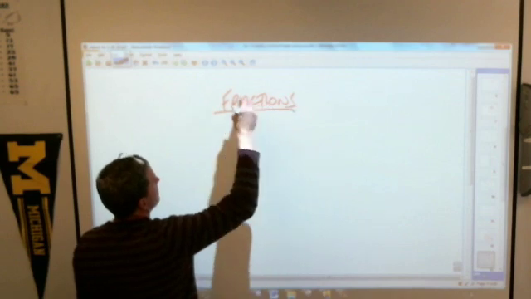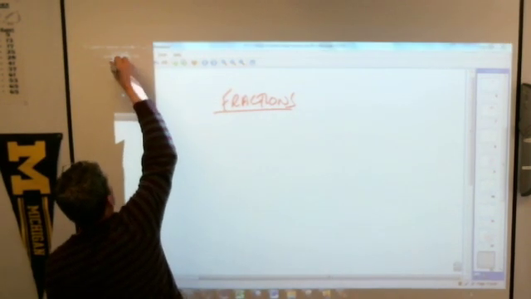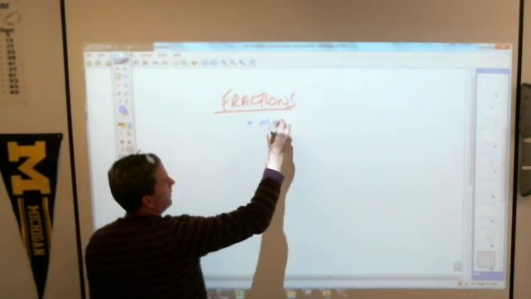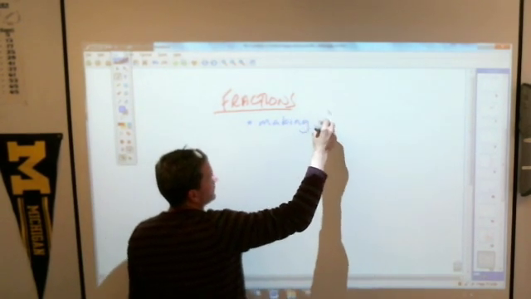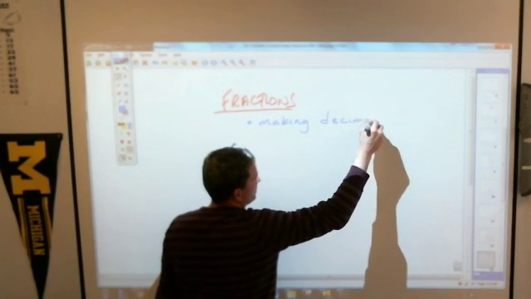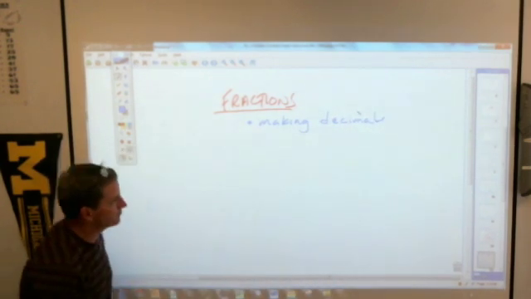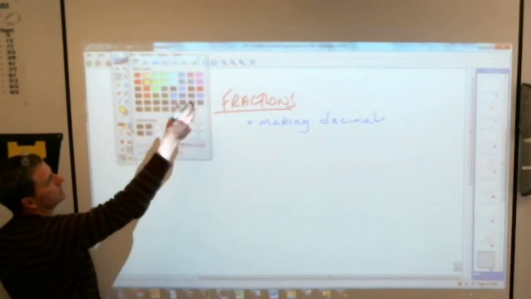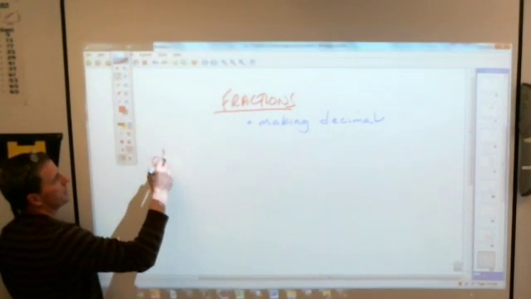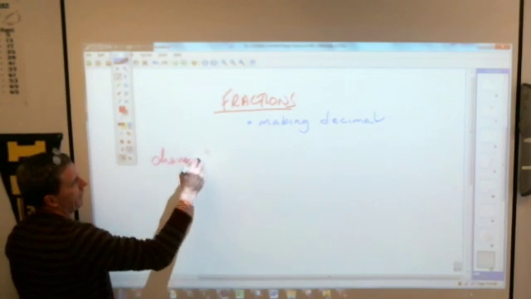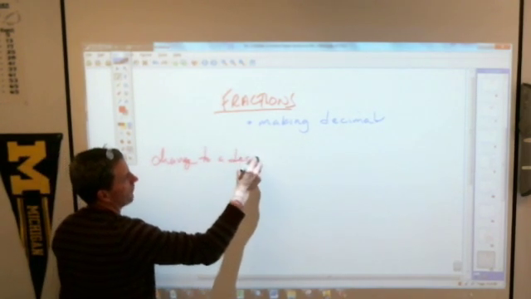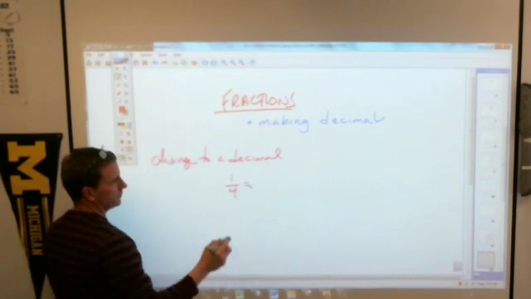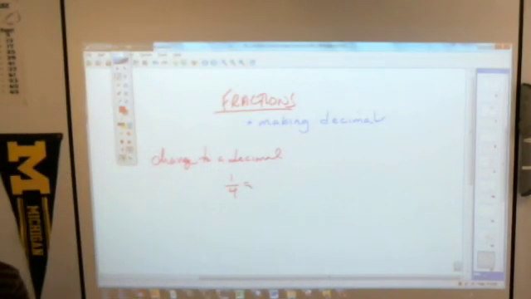And the little subheading under fractions would be making the decimals. And some of them you already know. For example, if I ask you to change to a decimal, 1/4 is the same as what decimal?